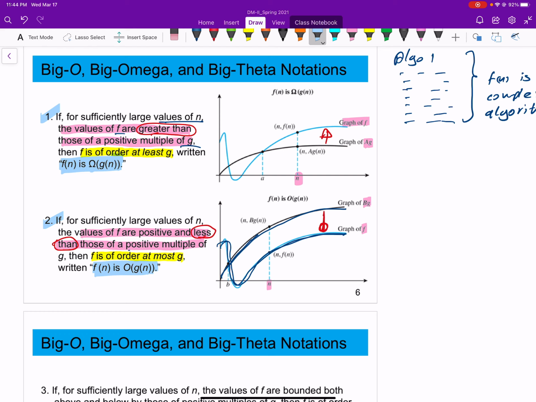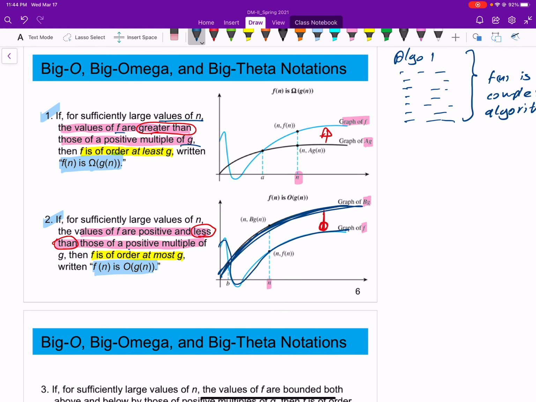For the big O notation, you have to bound the given function above. See, blue, this one is the given function. You bound it above. For the omega, this is the given function, you bound it below. So that's how it works. For omega, you bound below. For O, you bound above. Okay, keep that in mind because you need that knowledge later.